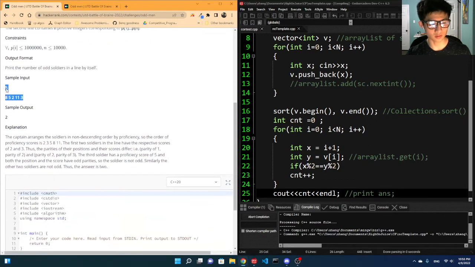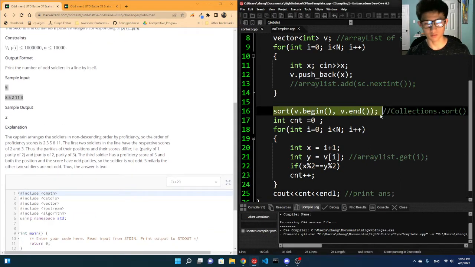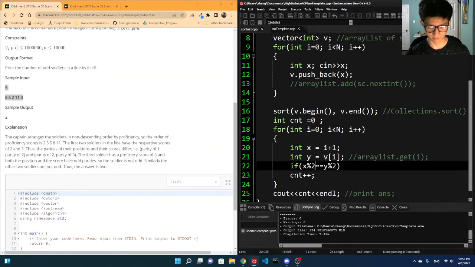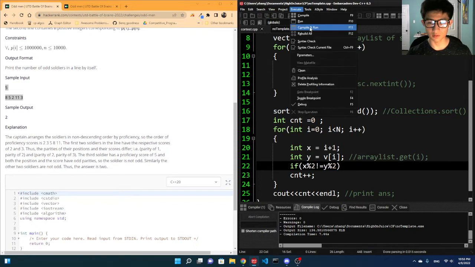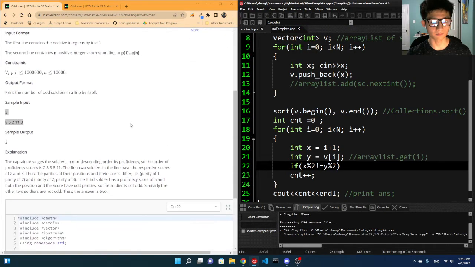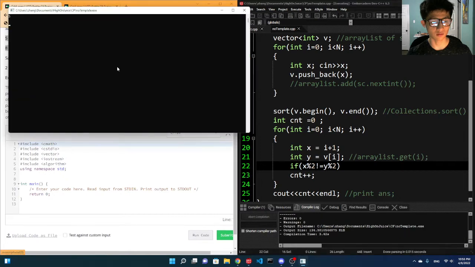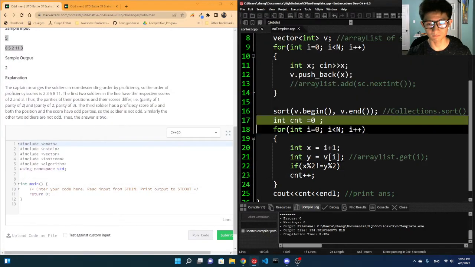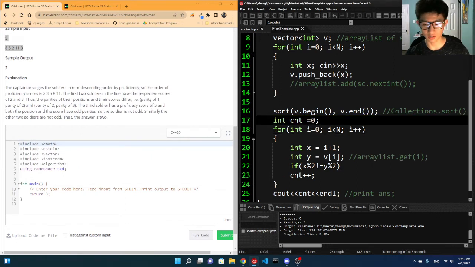So how this works is basically I just sort it with Collections.sort, and then I go through the array, and if the parities don't equal each other, then we add one to our total answer. And if they do equal each other, we don't add them.